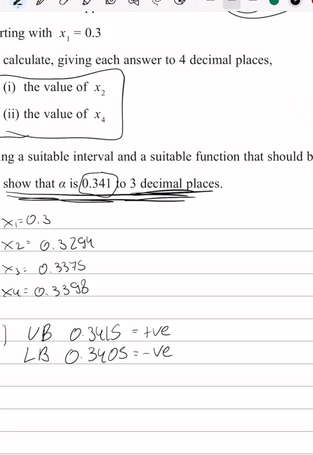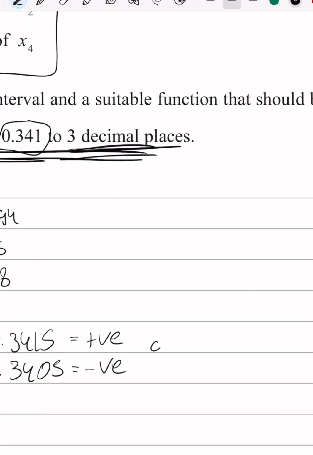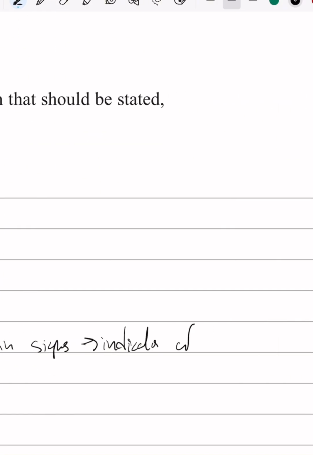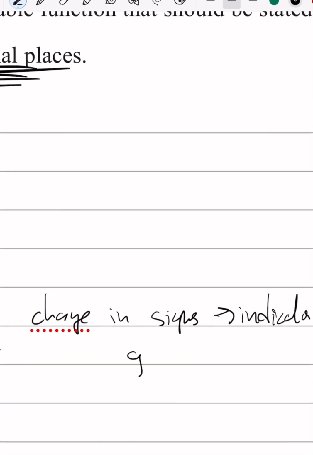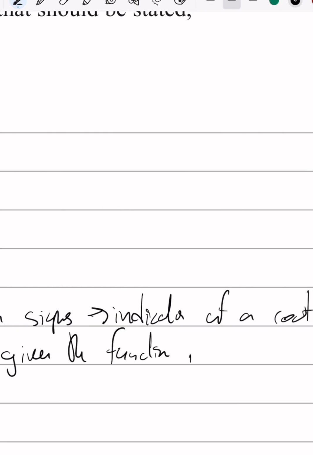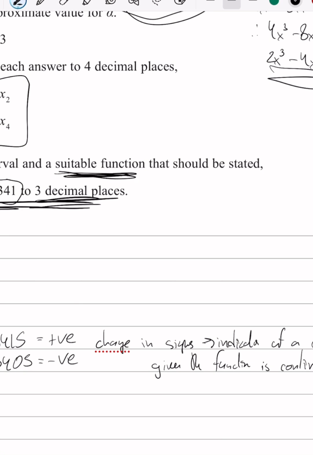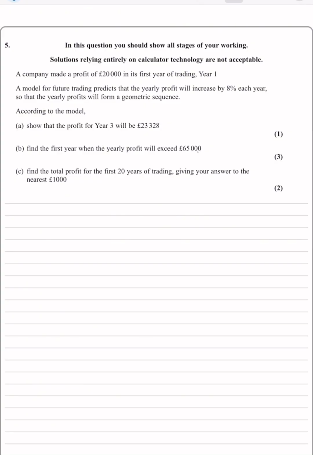So the change in signs indicates a root, so we should stay there. Change in signs is an indication of a root, given that the function is a continuous one. It is continuous. And we should state both these statements as it says in the question. Suitable function. It should be continuous.